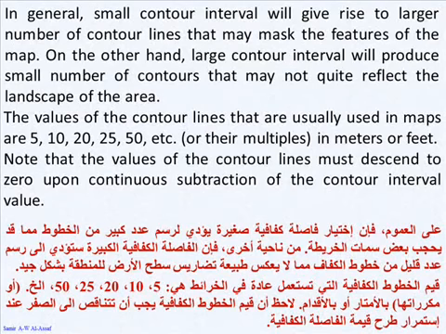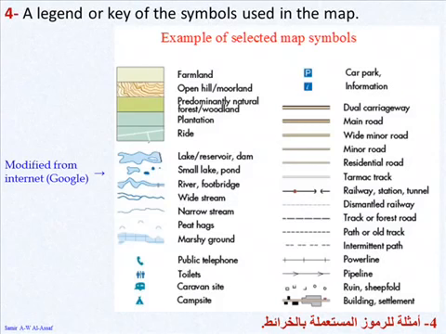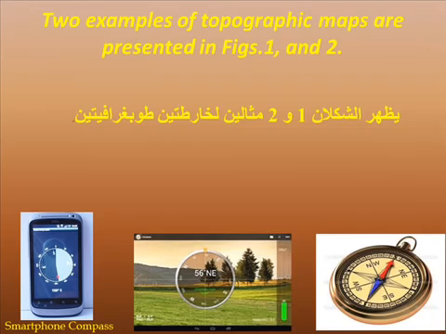The values of the contour lines that are usually used in maps are 5, 10, 20, 25, 50, etc., in meters or feet. Note that the values of the contour lines must descend to 0 upon continuous subtraction of the contour interval value. 4. A legend or key of the symbols used in the map. 2 examples of topographic maps are presented in figures 1 and 2.